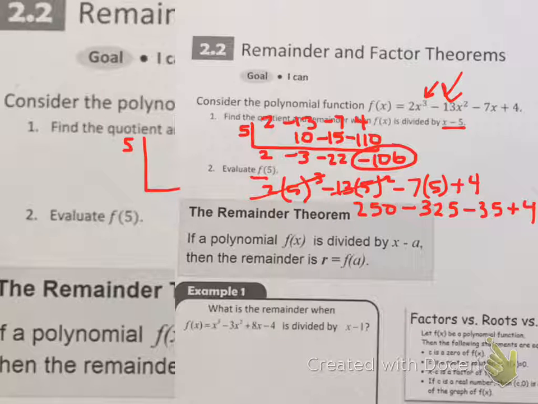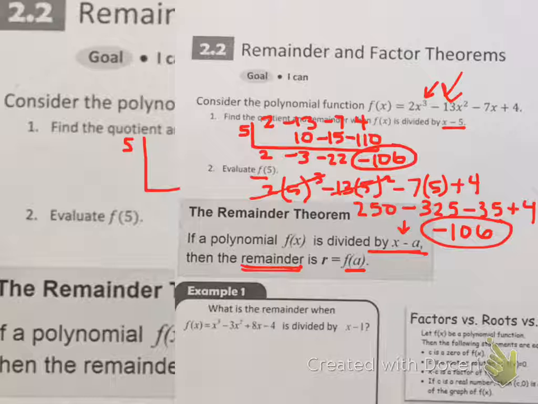When we take our calculator and add those all together, guess what we get? We get a negative 106, which is exactly the same as the remainder we got above. This remainder theorem that we're studying today says if you're going to divide by x minus a, you could just find f of a, and it will give you the remainder that you would get if you divided by x minus a.